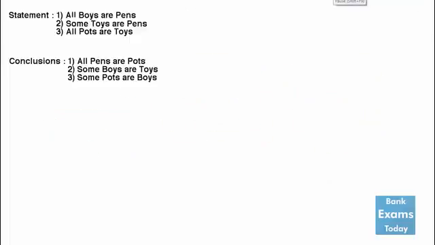Okay, let's do a very simple question. All boys are pens. So there are three statements and three conclusions, and we have to find whether these three statements can help us find these three conclusions. So let's start with the first statement, that is all boys are pens. Let's draw a circle for this. All the boys are part of the bigger circle, that is pens.